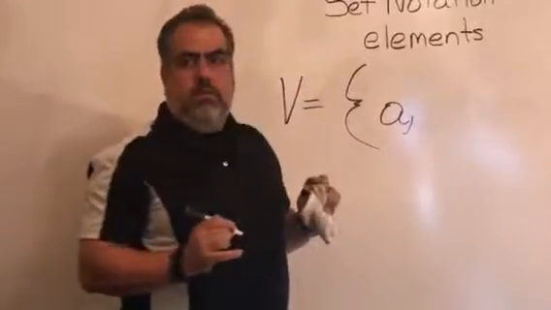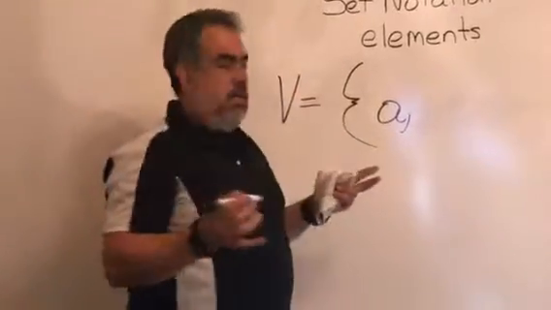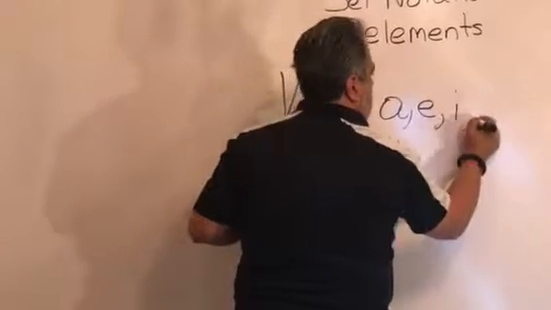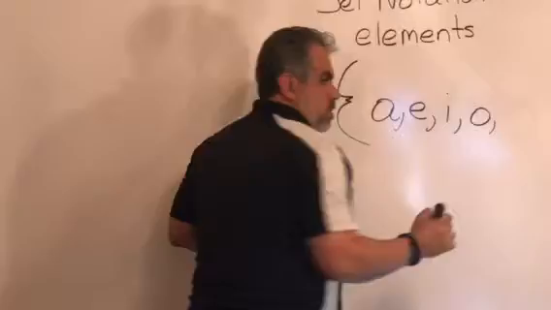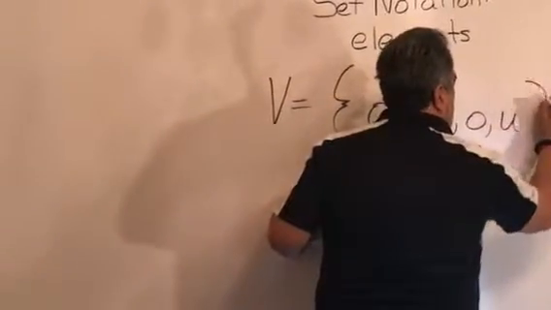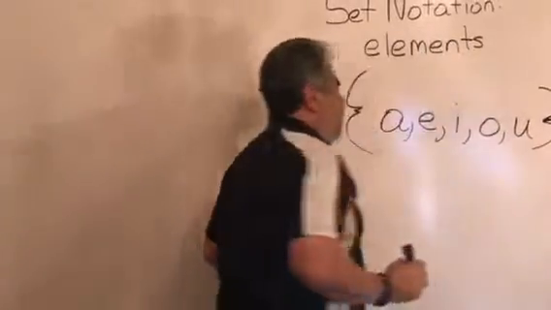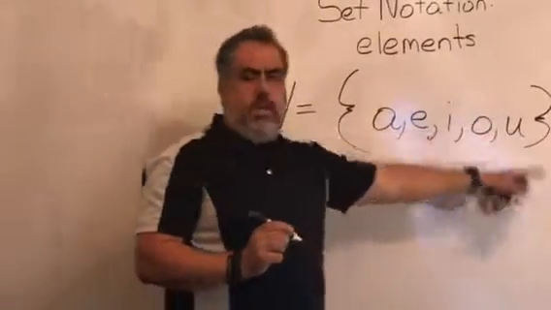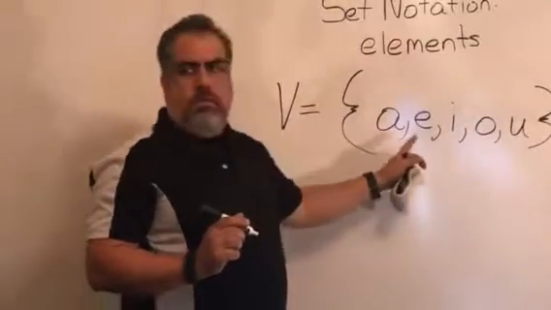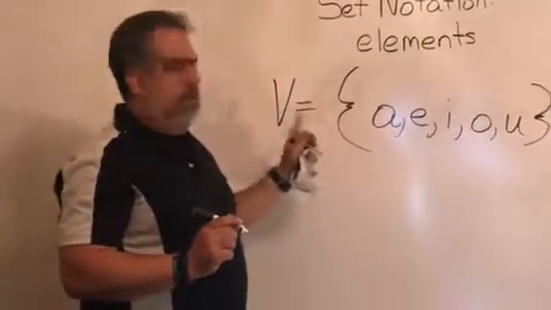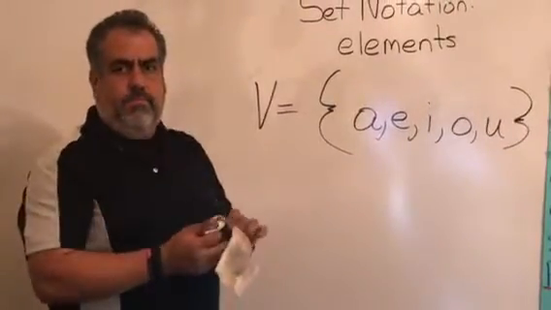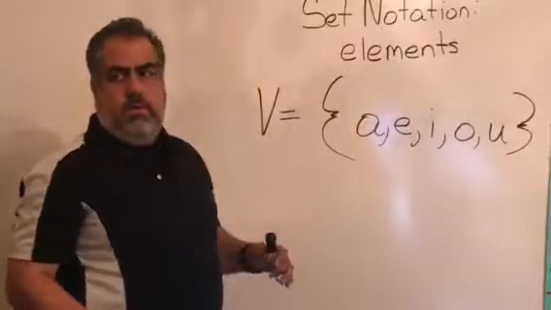Anything else? What are all the vowels? A, E, I, good job. Oh, and what's the last one? U. Good job, Joe, U. And then we're going to put our brace at the end. Remember, we're separated by commas. And those are all the vowels in the alphabet language. Make sure we get that written down real quick.